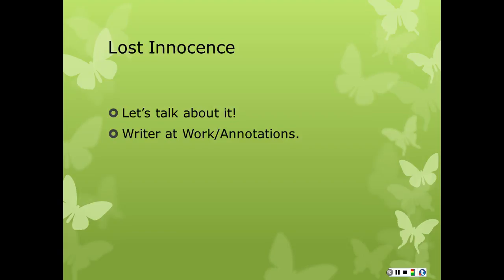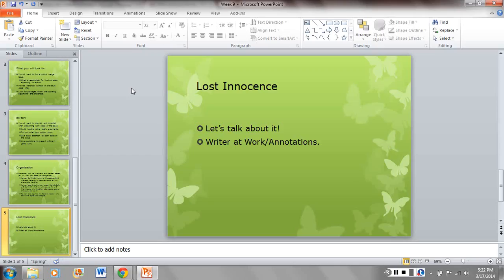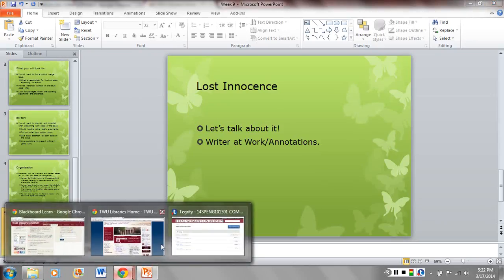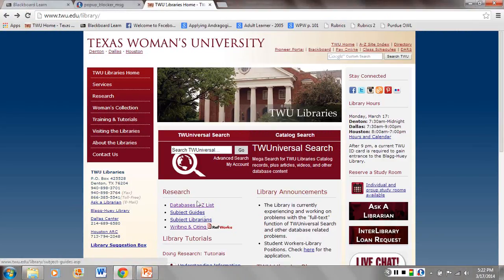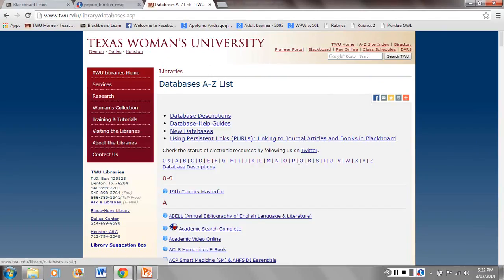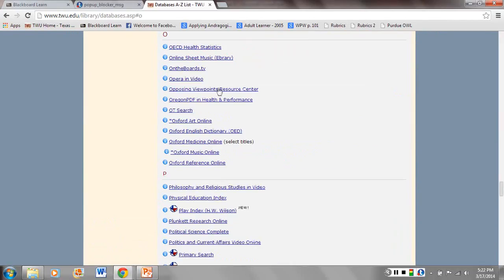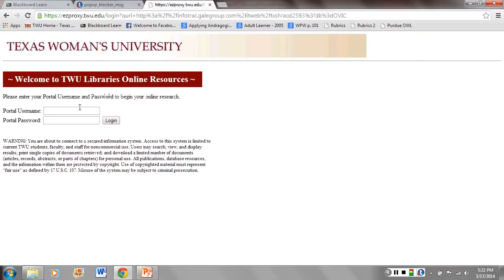Please make sure that you look at the databases. And if you need one more place to look for ideas of what to pick for finding common ground, please go to the library webpage, go to databases, opposing viewpoints, and you'll have to log in. This site is good because it tells you issues that people agree and disagree on, and sometimes it even gives you the resolution in the article.